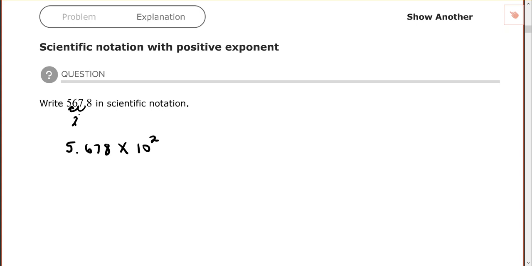In other words, if I wanted to go back to 567 and 8 tenths, I would multiply by 10 and multiply by 10 again. 1, 2, and that would put me back at 567.8.